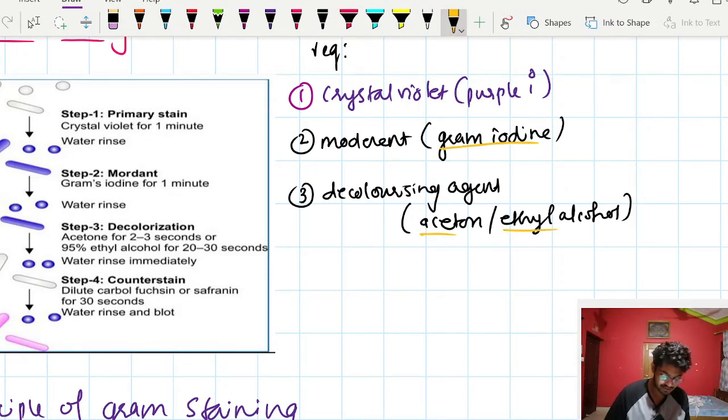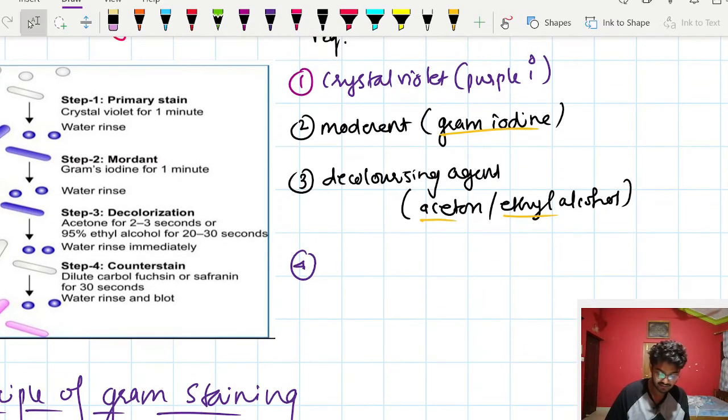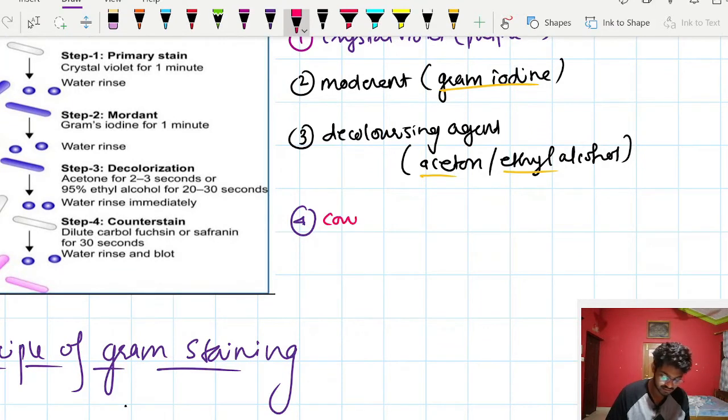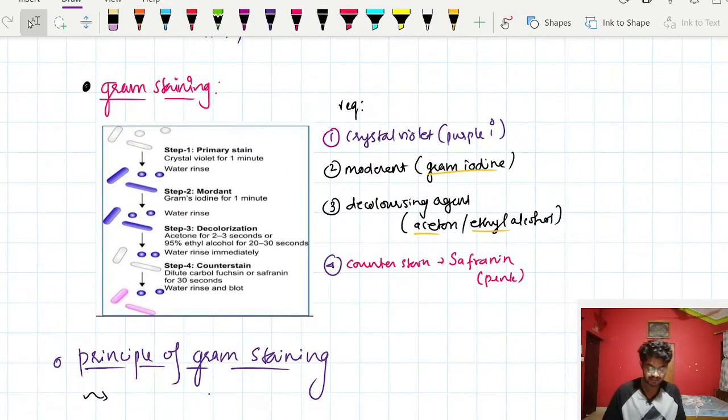Then our fourth requirement is the counter stain. The counter stain is the stain which will stain the gram negative bacteria. The counter stain is nothing but our safranin, which is pink in color. So these are the four requirements in the gram staining technique.